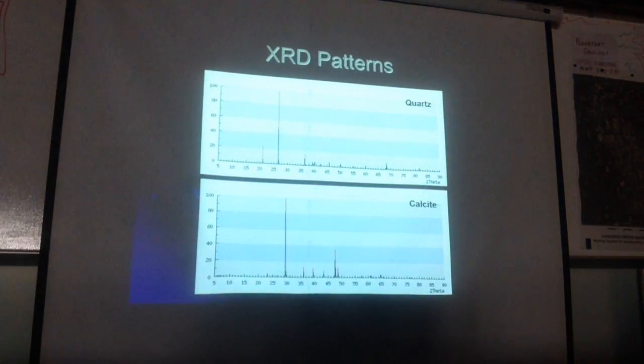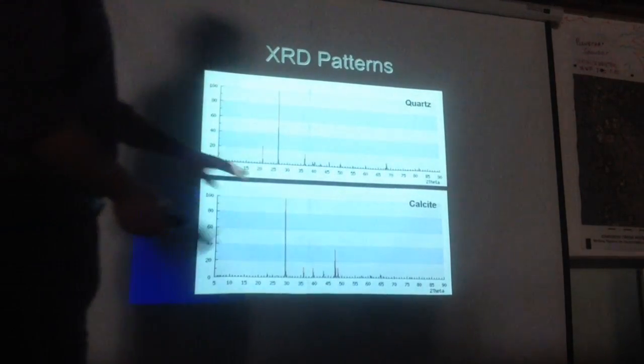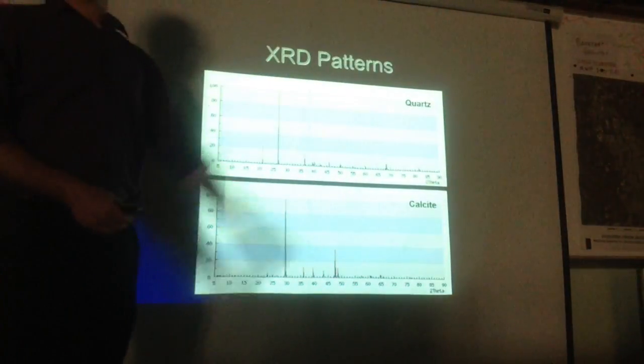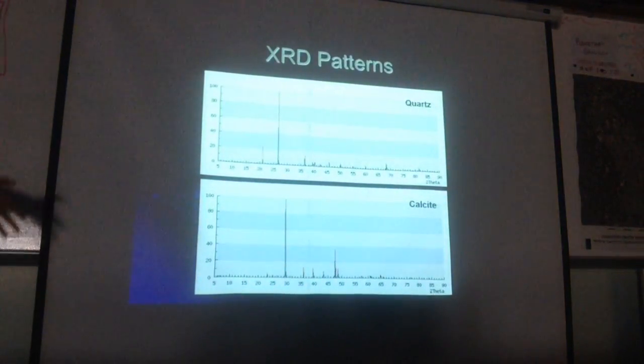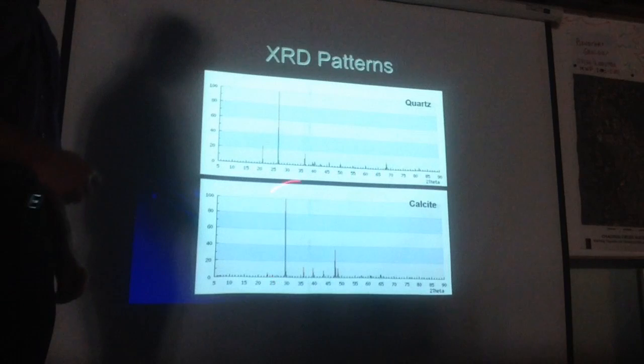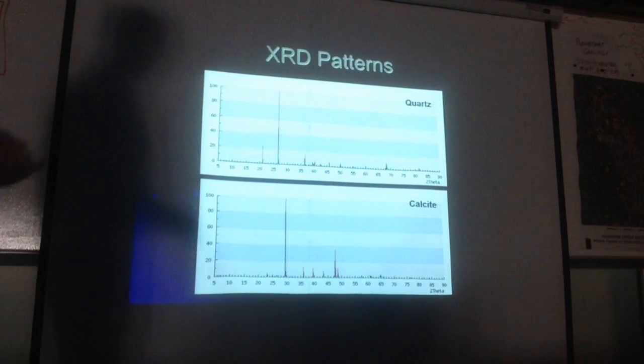So with an XRD, you can do compositional analysis of your sample and say, okay, I've got 30% calcite in there, 20% quartz, and, I don't know, 50% plagioclase in my sample. The highest peaks here are called primary peaks. These other ones here are called secondary.